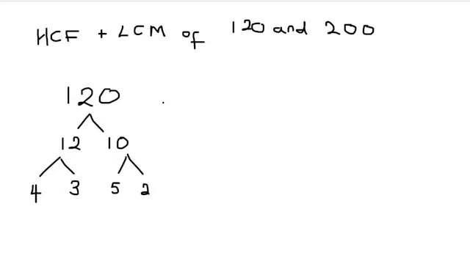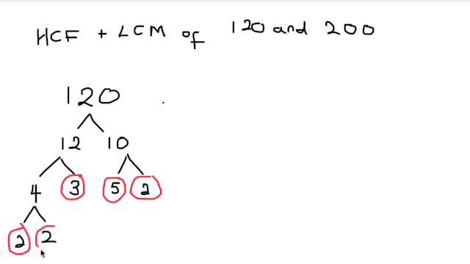Now when you hit a prime factor or a prime number, you circle it. So 3 is prime, 5 is prime, and 2 is prime, and our tree ends there. But 4 is not prime, so we need to add another branch. So our prime factors of 120 are 2 times 2 times 2 times 3 times 5.